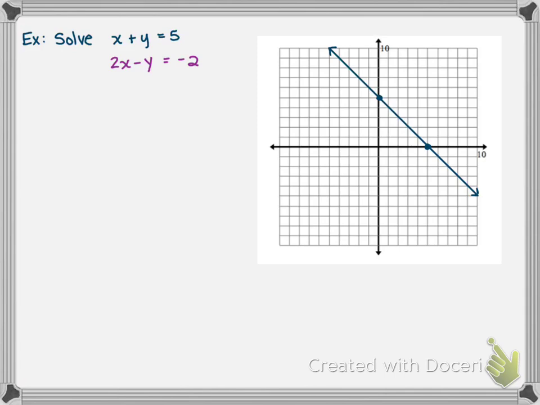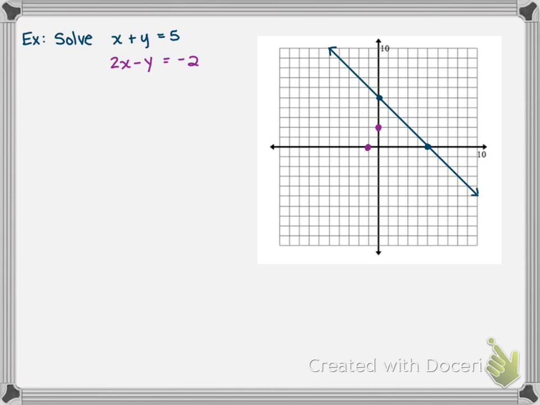And then we can do the same thing with the other one, because again, we have both our x's and y's on the same side. So if x was 0, that would make this term 0, so I have negative y equals negative 2. So y equals positive 2. So that's the point 0, 2. And if y is 0, then I have 2x equals negative 2, and so x is negative 1. So that's this point right here.